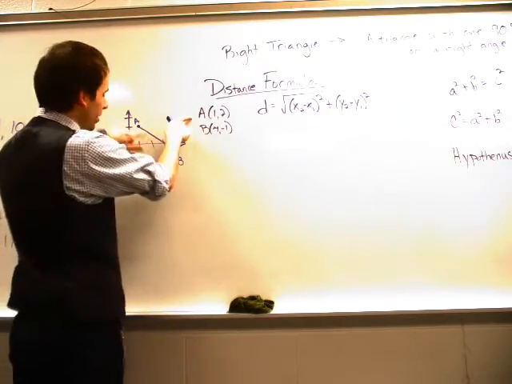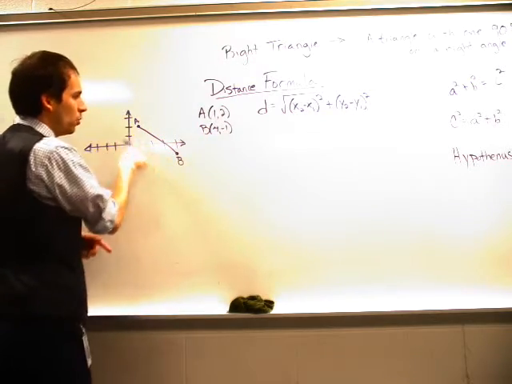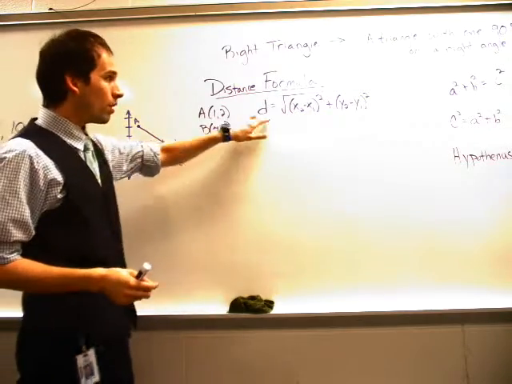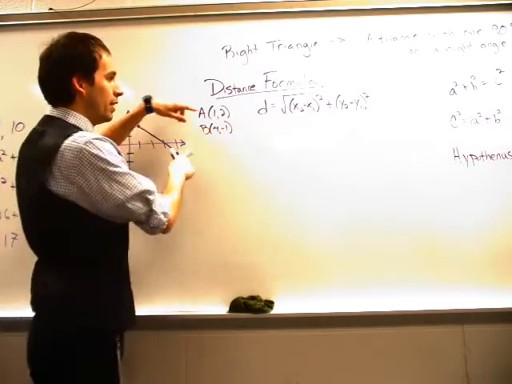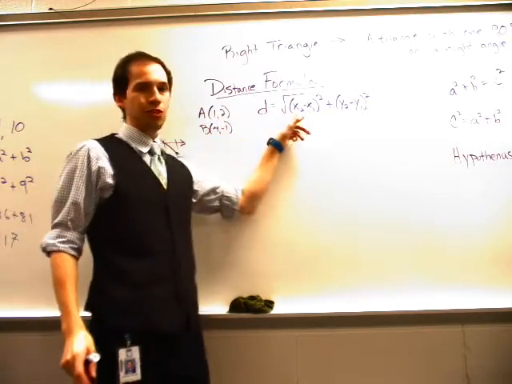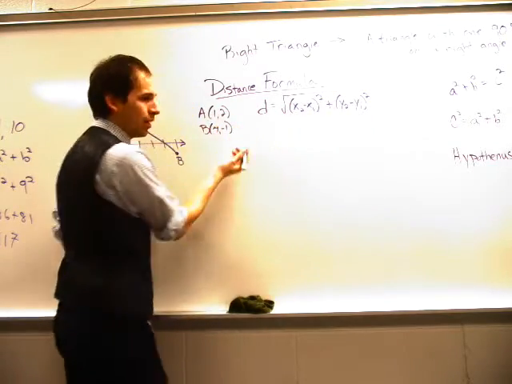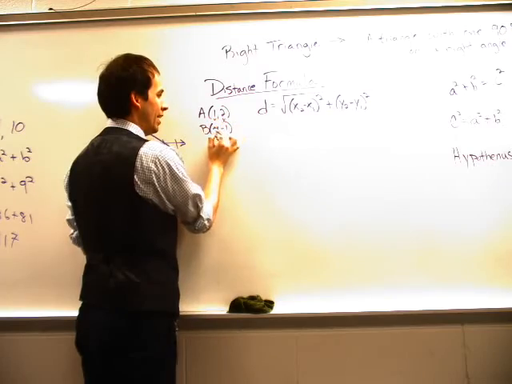Point A, this coordinate, and point B, this coordinate. Now I want to know what that distance is, that straight shot distance. So we're going to use the distance formula. Now notice here it has x2 minus x1, y2 minus y1. That means all my coordinates are x, y, x, y.